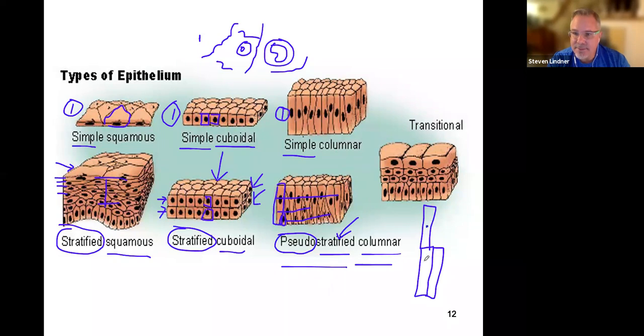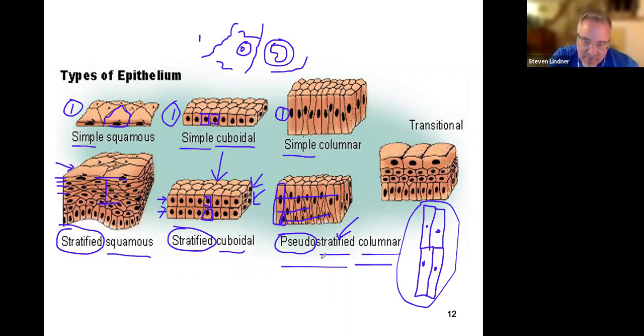Here's a nucleus, and here's a nucleus, and here, and you can see that it's stacked on top of each other. So that to the right here, this would be really a stratified columnar. So pseudo-stratified gives it the illusion that it is. Okay, and the last type is something called transitional.